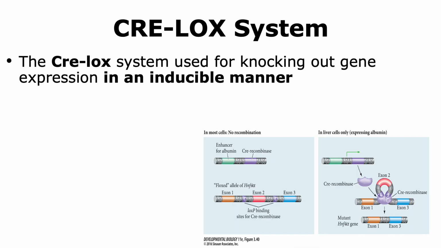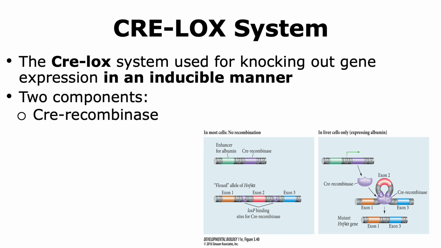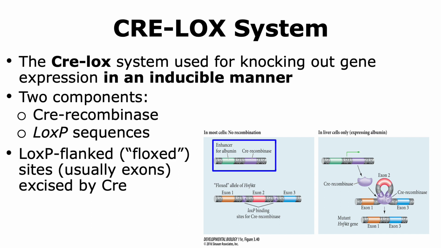The CRE-LOX system is used for knocking out genes in an inducible manner, and thus we are able to control when the genes will be knocked out in the organism. There are two components to the CRE-LOX system. We have the enzyme called CRE recombinase and DNA sequences called LOXP sequences. The CRE recombinase is able to remove any sequences that are between the LOXP sites.